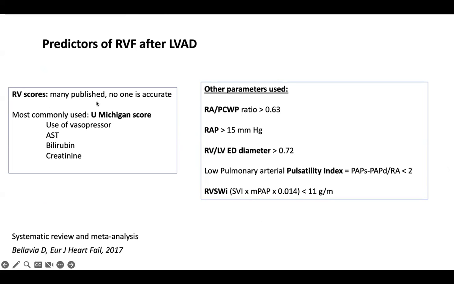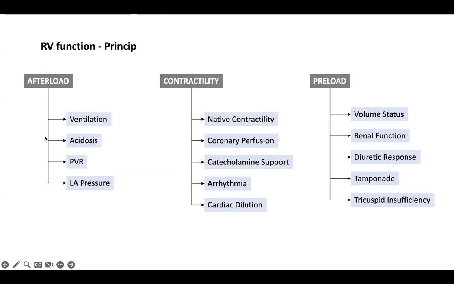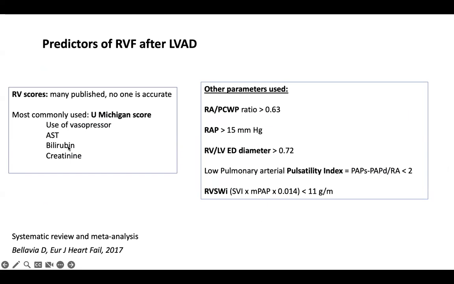So RV scores, none of those is really good. The most commonly used is the U-Michigan score, but the correlation is not great. But as you can see, there are hepatic, renal parameters and use of vasopressors. This is one of the classical ones. But I think those hemodynamic parameters are more important, and we use them a lot in clinic. So you need to be familiar with them.